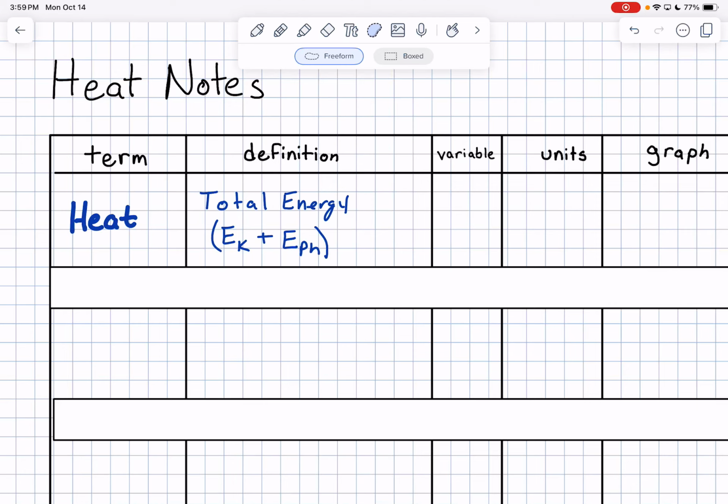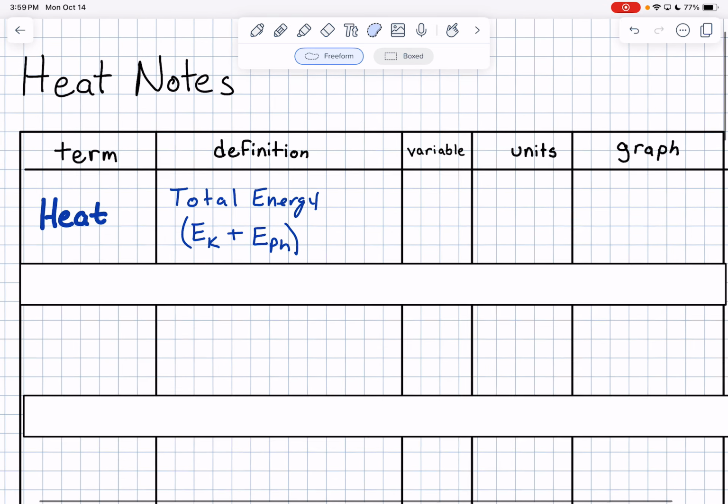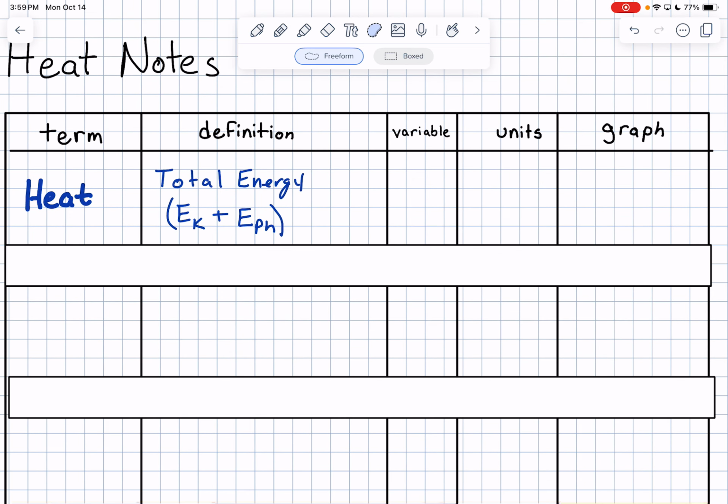Hello. Today's notes are going to be on heat, and we're going to talk a little bit more about the variables that contribute to the change in heat. And so our first term is heat, and we've talked about it, and we've defined it as the total energy, so the amount of kinetic energy plus the amount of phase energy. Our variable for heat is Q. Q is heat.